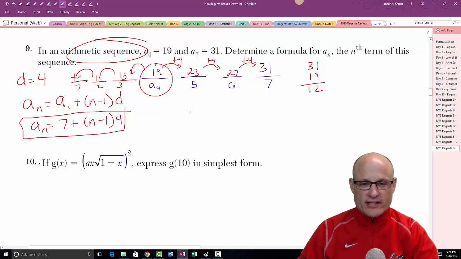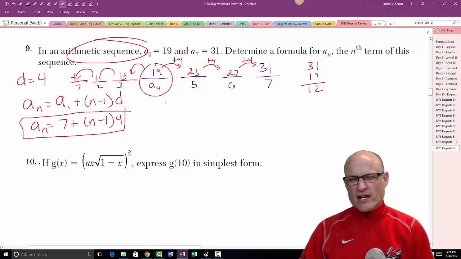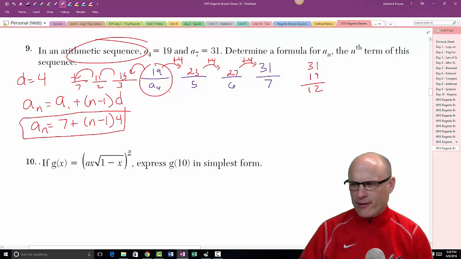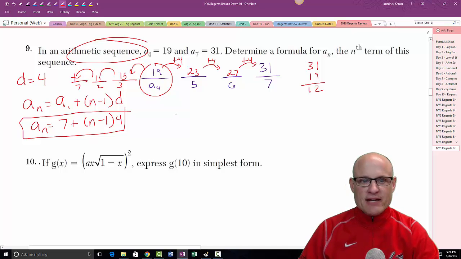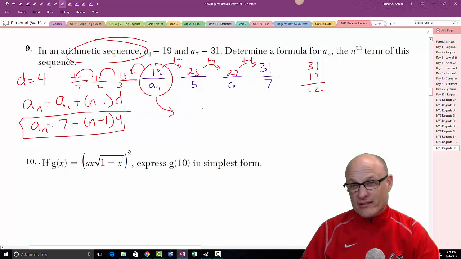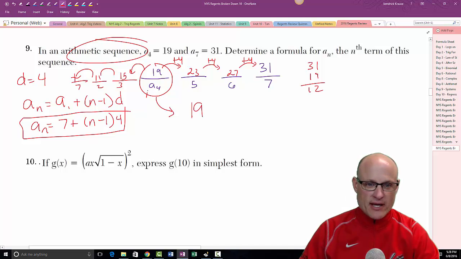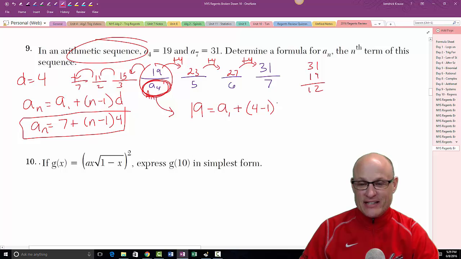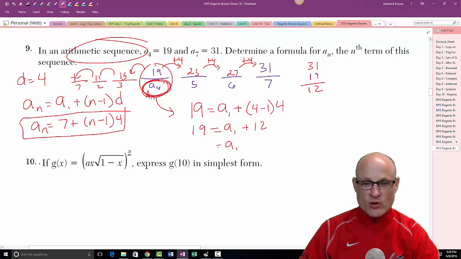You could say, okay, I know a sub 4 is 19. And by the way, this works if they're really small like this, but if they said this was like the 83rd term, you're like, I'm not going back. I'm not subtracting 83 times. If a sub 83 was 18, we'd have to do it this way. And here's how it works. You say, okay, I know a sub n is 19. We don't know what a sub 1 is, but we know that n is 4. Here we're going to use 4. So 4 minus 1 times d, which is 4. So this is 19 equals a sub 1 plus 4 times 3, which is 12. Subtract 12, I get a sub 1 equals 7.